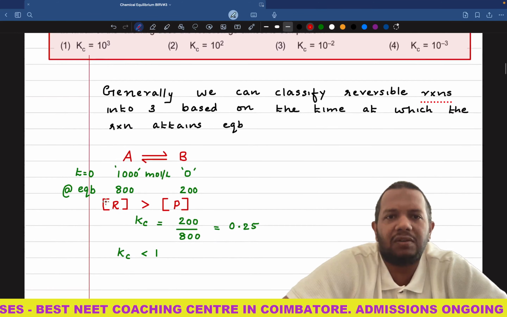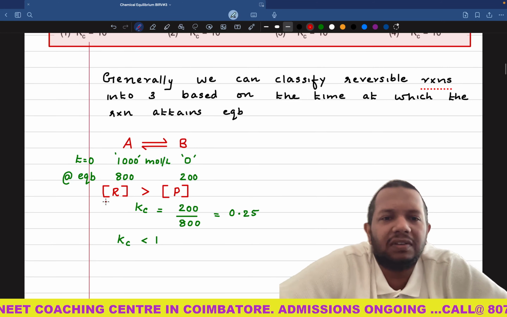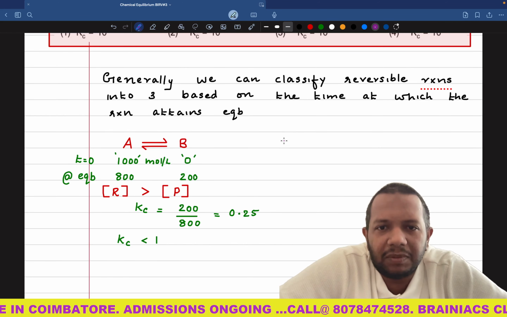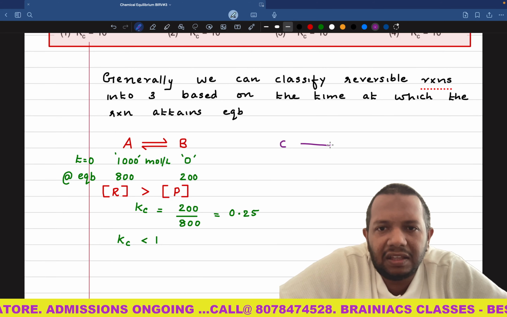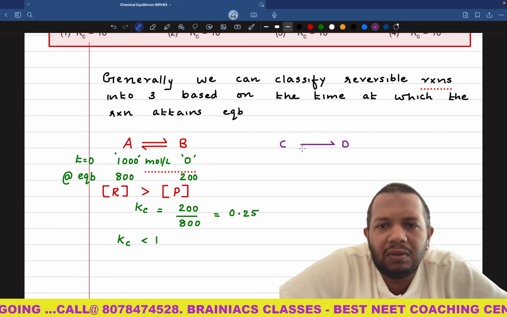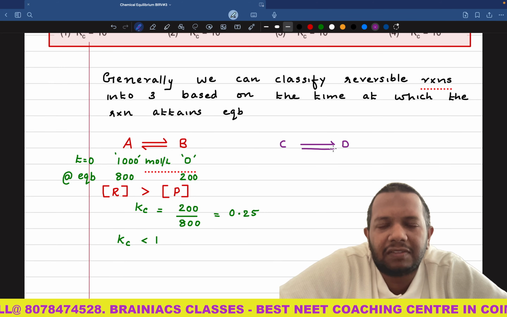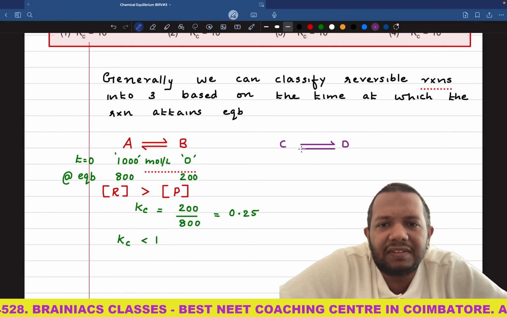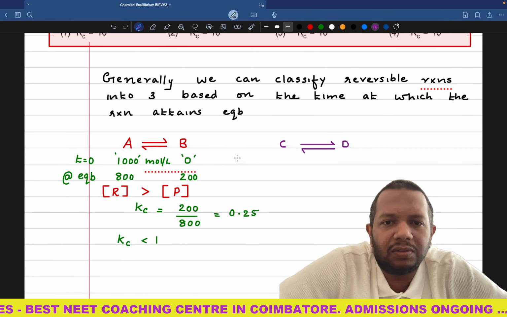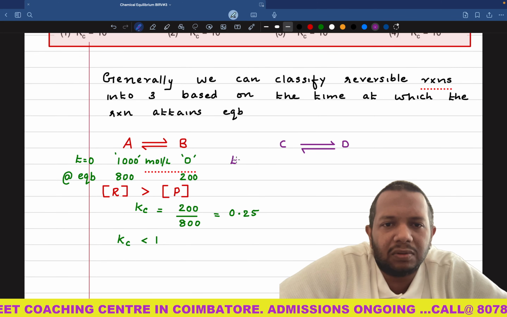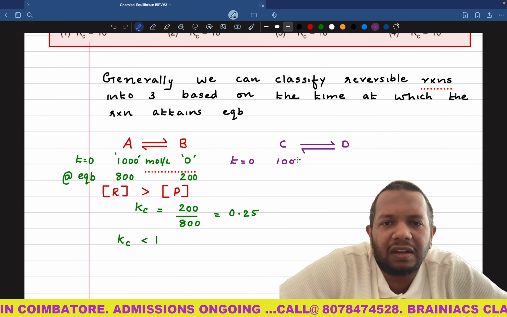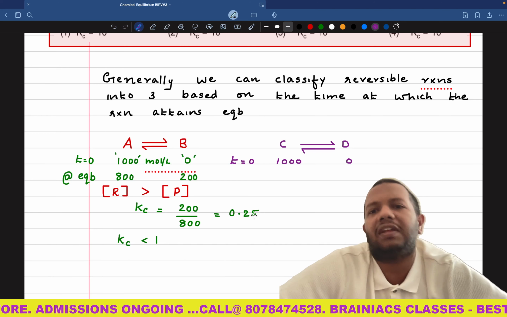Now let's try to understand the second type. So in the second type, what will happen, sir? Only difference is, let me say a reaction C giving you a reversible reaction, let me say D. In the second type, let me say at time t equal to 0, you have again 1000 units present here and 0 units present here.